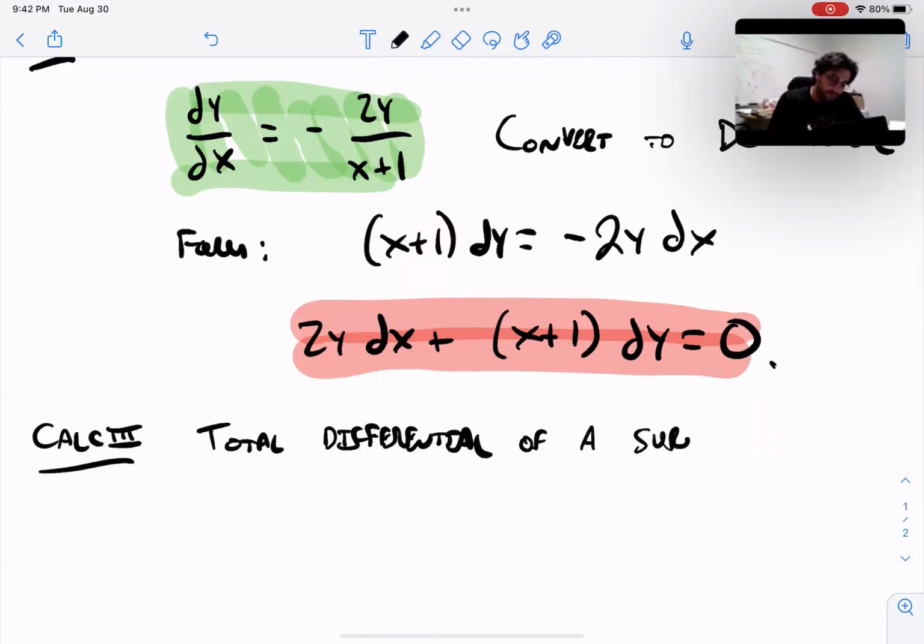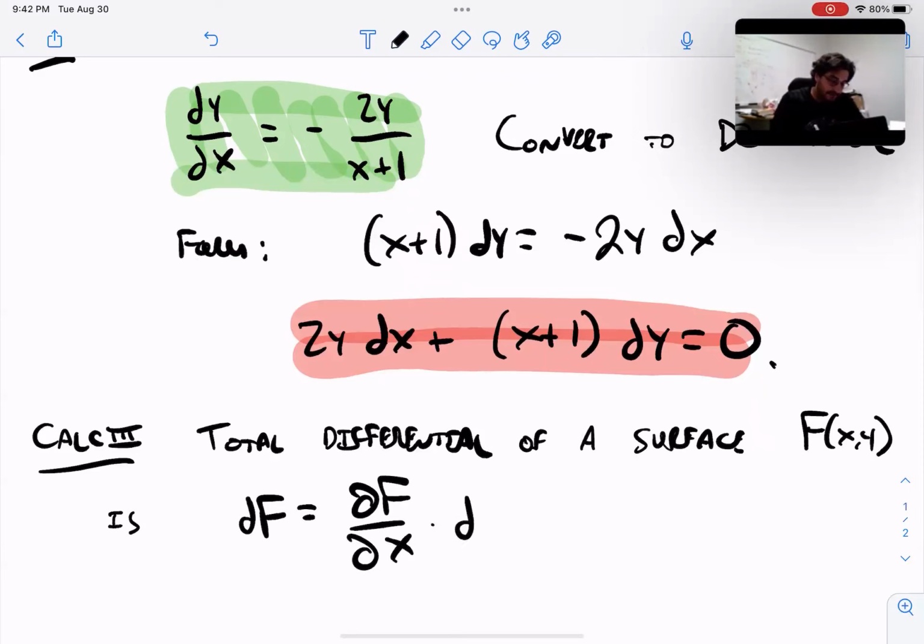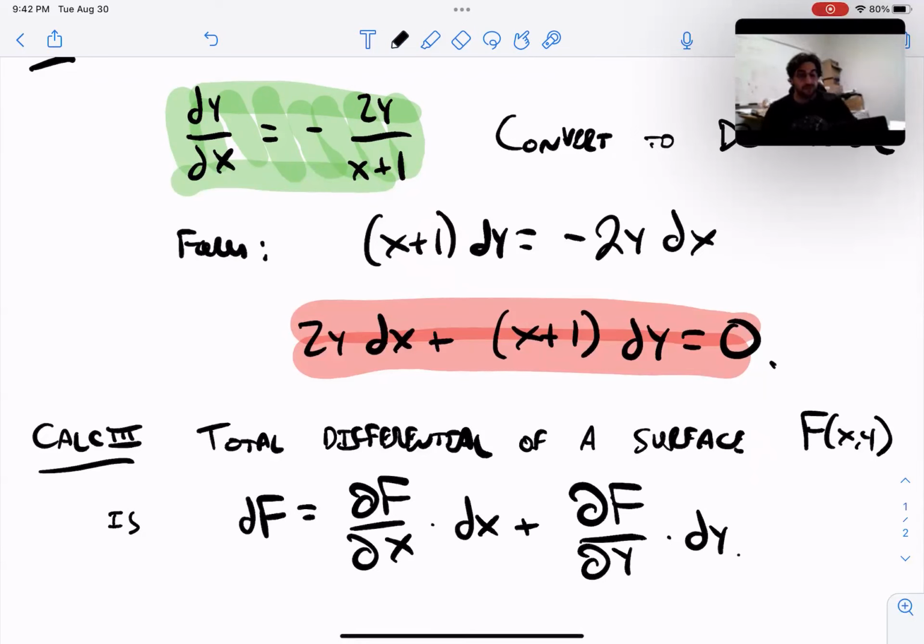If you have a surface f(x, y), how would you write this? You would call it df, which would be the partial derivative of f with respect to x times the change in x, plus the partial derivative with respect to y times dy. This is called the total differential of the surface. So that's why this is called differential form, because the left-hand side kind of looks like a total differential. It looks like some function times dx plus some function times dy. So the left-hand side could look like a total differential of the surface.